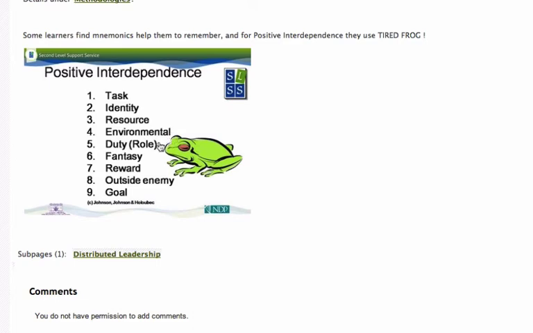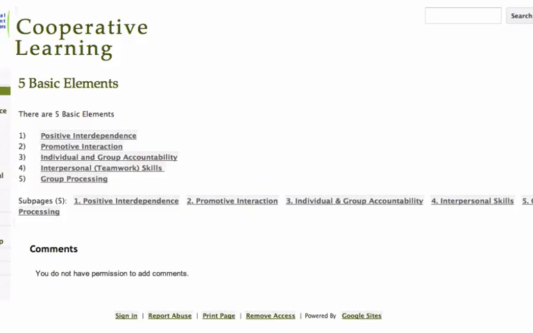Duty or role. So each person in the group has a role. Fantasy. You have to solve America's financial crisis. Reward. The group with the best answer gets a cookie. Outside enemy goes right along with the reward. And then finally, goal. What is the goal? Students can work together to achieve a goal.